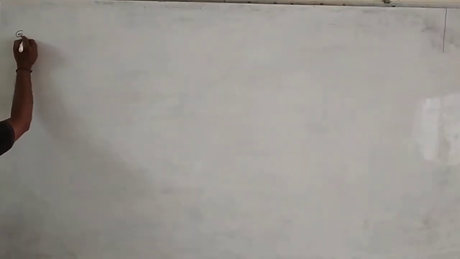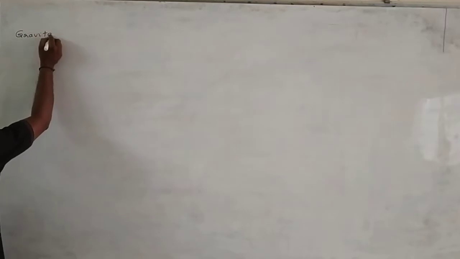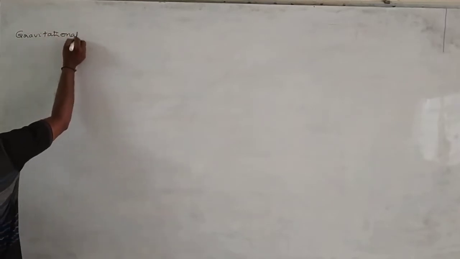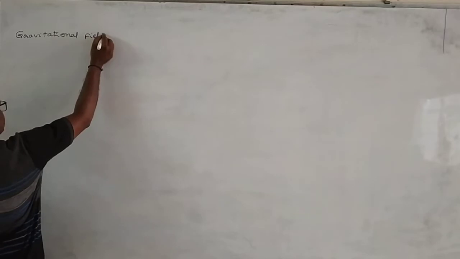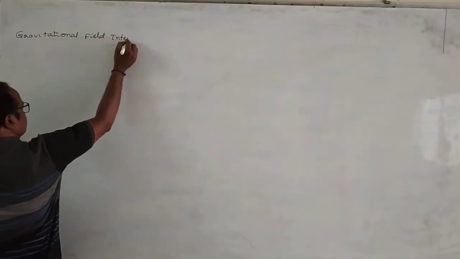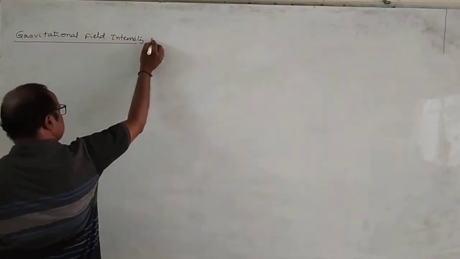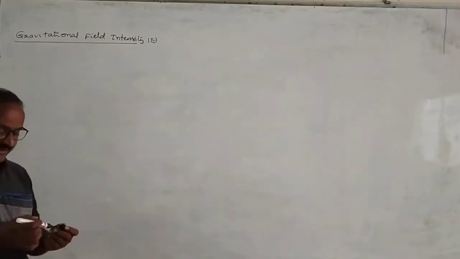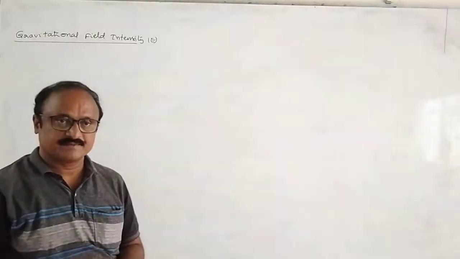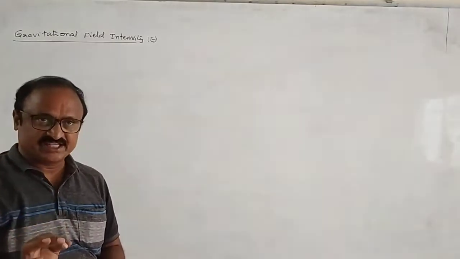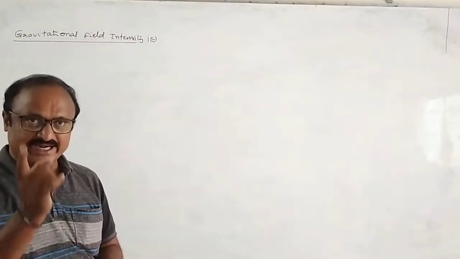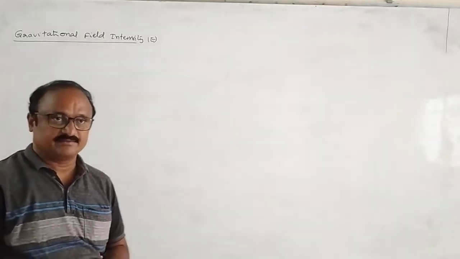Okay. Let's see the next one. What is meant by gravitational field intensity? Gravitational field intensity is represented by E. Generally, gravitational field intensity is defined as the force exerted on a body of mass 1 unit kept in the gravitational field.